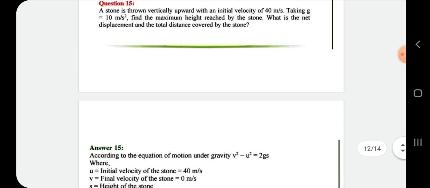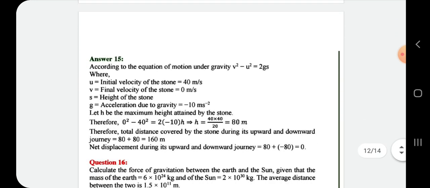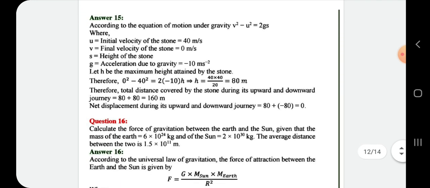A stone is thrown vertically upward with the initial velocity of 40 meter per second, taking g as 10 meter per second square. Find the maximum height reached by the stone. What is the net displacement and the total distance covered by the stone? Let's start with the solution.